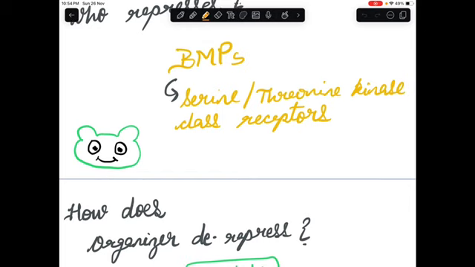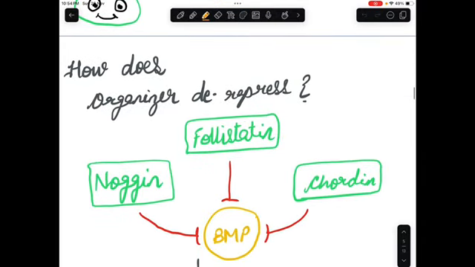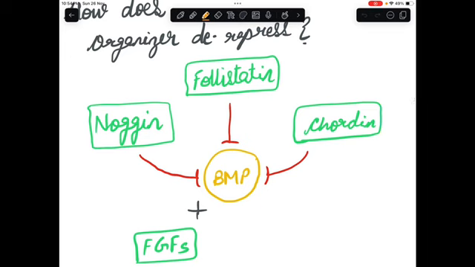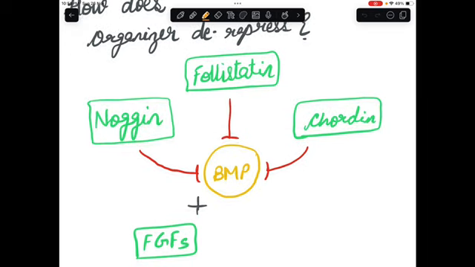Organizers secrete many proteins such as follistatin, noggin, and chordin, which antagonize the BMP signaling. And here it was also found that exposure to FGFs is also a necessary step in neural differentiation. So we have reached this step where we have formed the neural plate, but then how does the variety of cells from the rostral region to the caudal region develop over time? This is something that we will see in the next video.